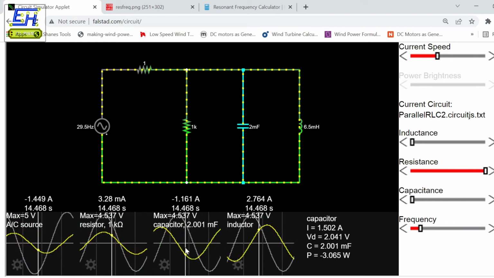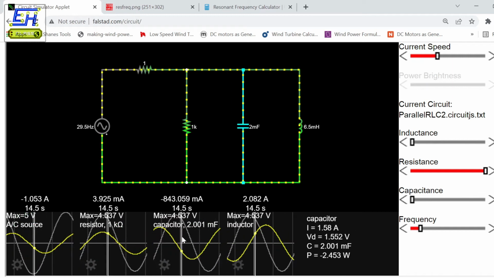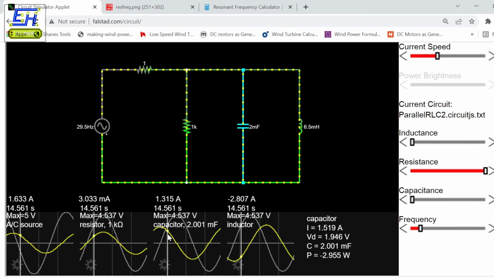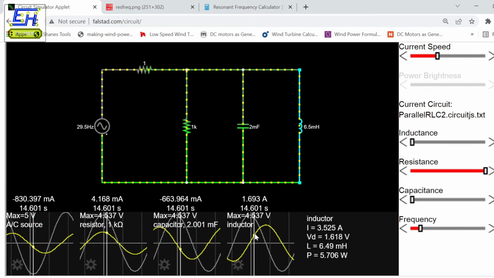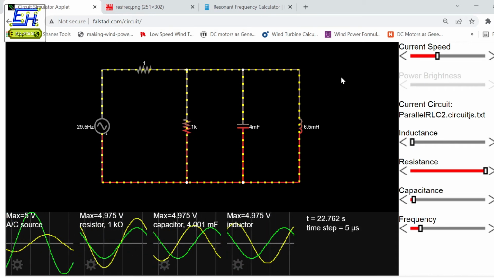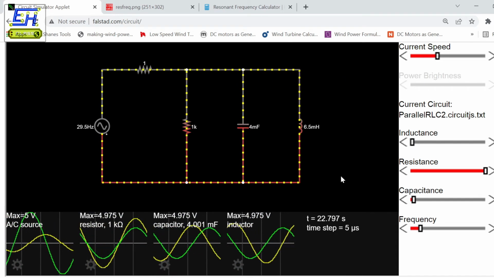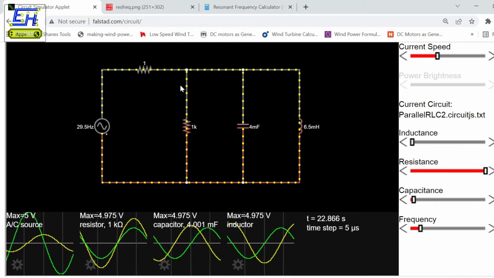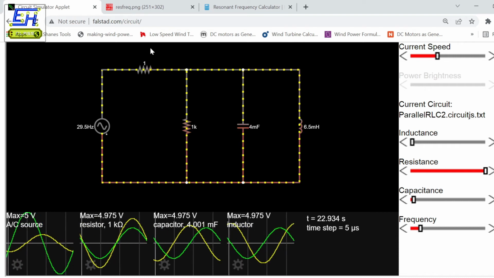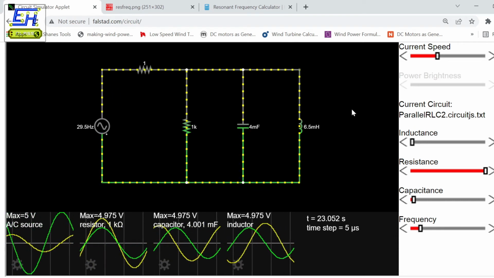And again, if we look at the waveforms, the capacitor is ideal and the inductor is ideal. That's why in the capacitor the current is leading the voltage waveform by 90 degrees, and in the inductor the voltage is leading the current by 90 degrees. Now let's see the most important part, the effect of frequency variation on the overall circuit current. Currently the frequency is set to around 30 hertz for these values of elements. Now let's see what happens if we increase or decrease the frequency.